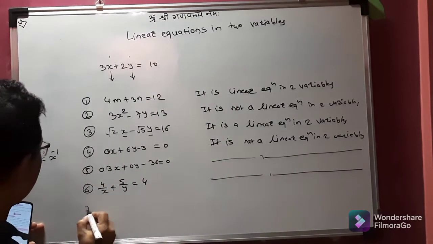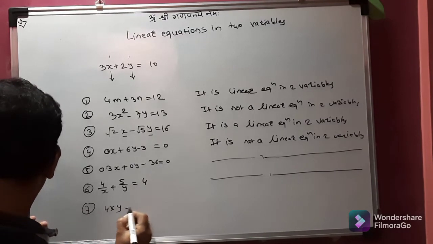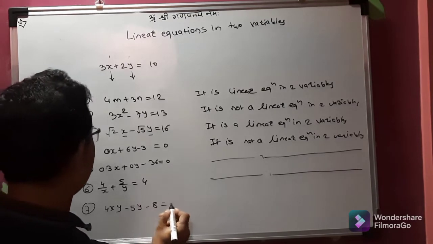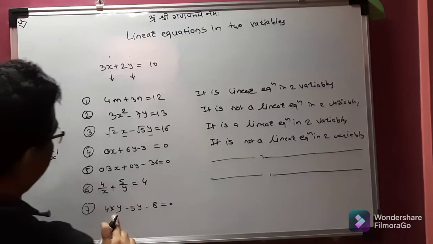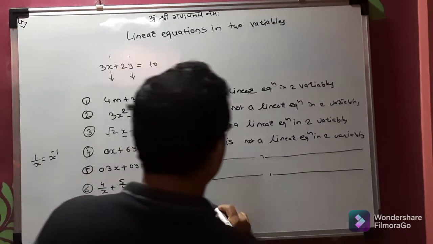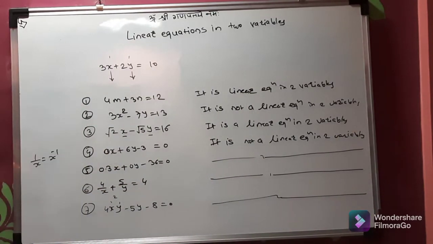Now the seventh one they have written 4xy minus 5y minus 8 is equal to 0. Here x and y both are variables, and the term xy has degree 2: 1 degree and 1 degree, that is 2 degrees. So it is also not a linear equation in two variables. Hope you understood how to identify a linear equation in two variables.